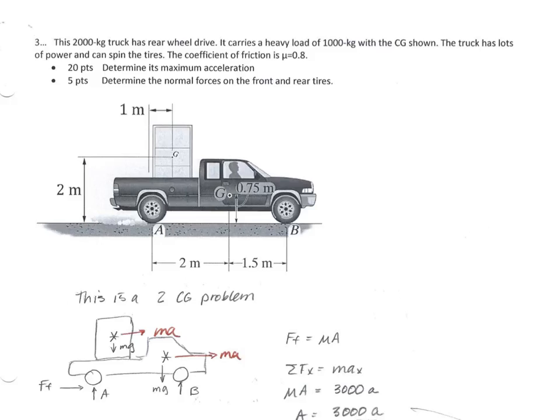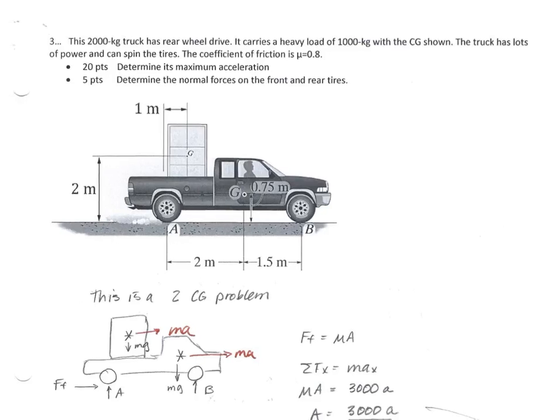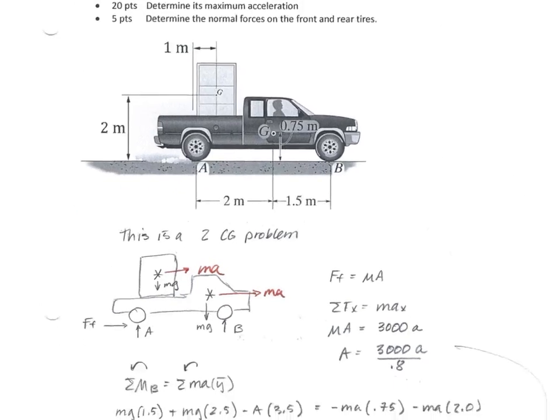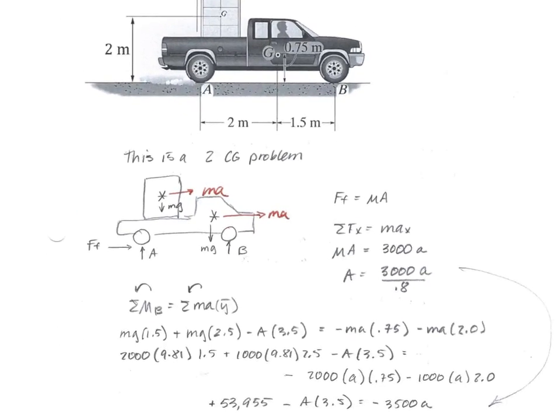All right, this next one, let's get this over just a little bit. This next one is a two center of gravity problem. In this one, it's appropriate to draw two MA vectors and two MGs, like this. So again, this is a maximum acceleration system. We're looking for the normal force at A. The force of friction should be applied at the rear tires.